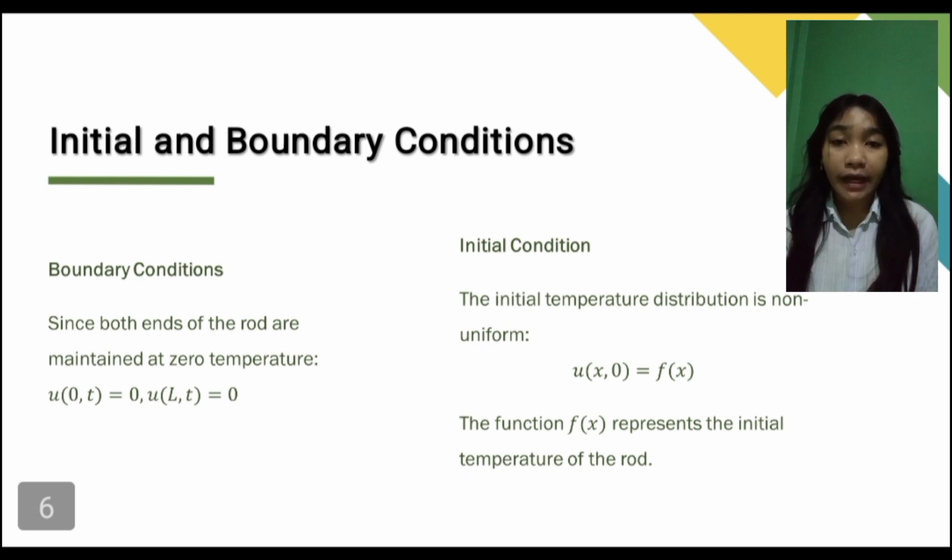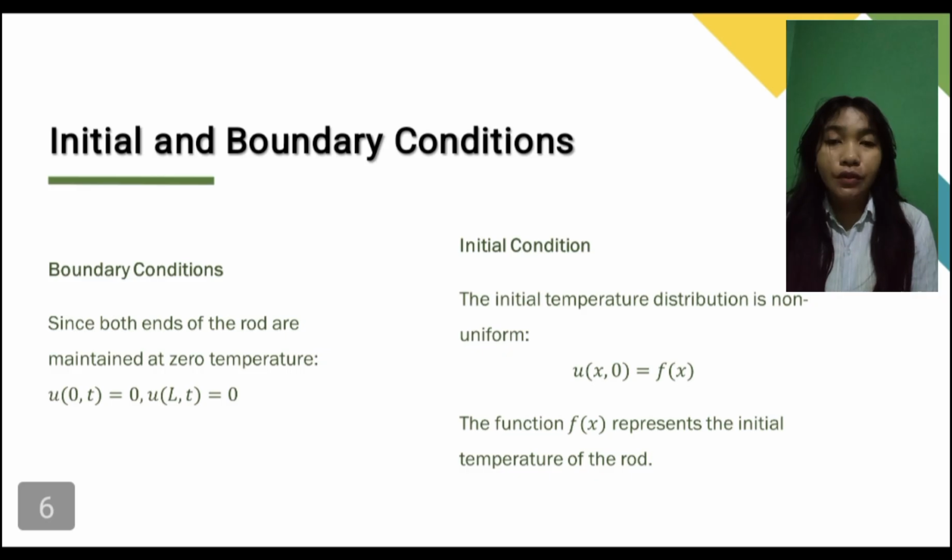Next, we define the initial condition, which describes the temperature distribution along the rod at the starting time, usually t equals 0. In many real situations, the temperature is not uniform at the beginning. This is expressed as U of x, 0 equals f of x. Here, the function f of x represents the initial temperature at each point along the rod. It tells us which parts of the rod are hotter or colder at that initial moment.